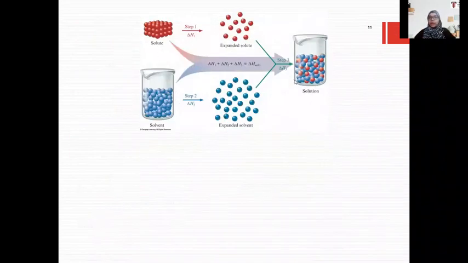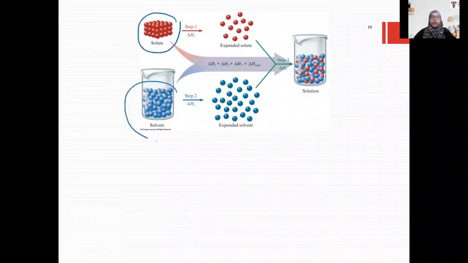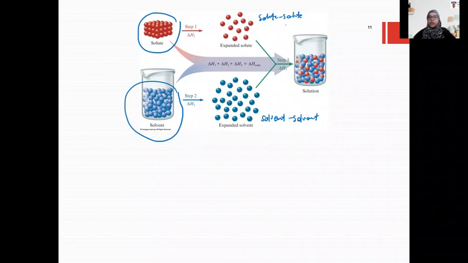Okay, this schematic diagram shows the mechanism of producing the solution. First we have the solute and also the solvent. The first step is to disrupt the interaction between solute and solute. Then we also disrupt the interaction between solvent and solvent. The next step is that we can form or produce the solution once the interaction between both solute and solvent has formed.